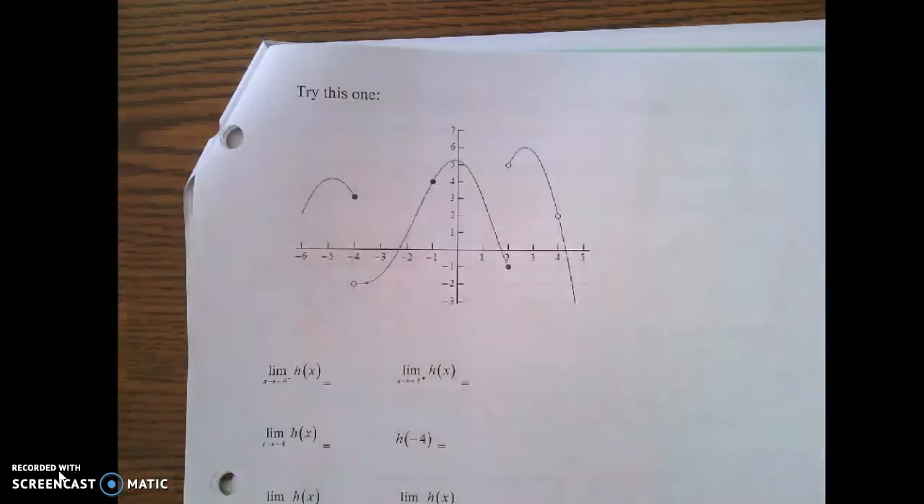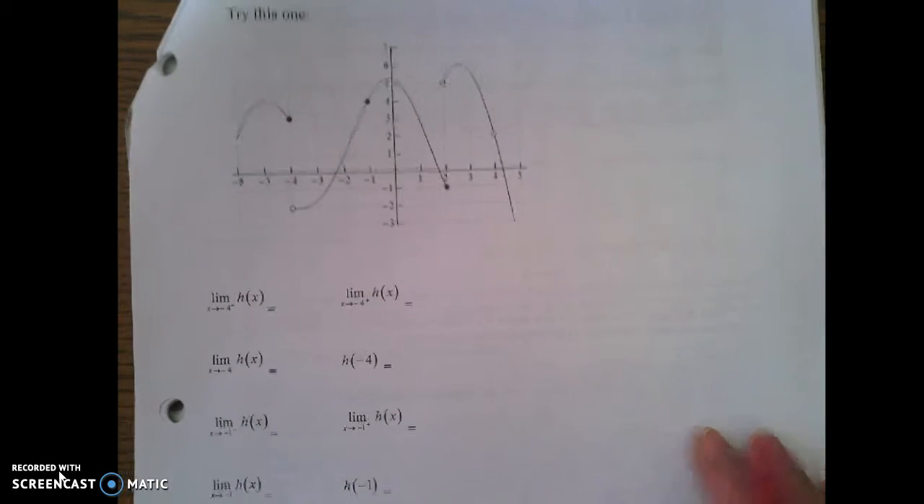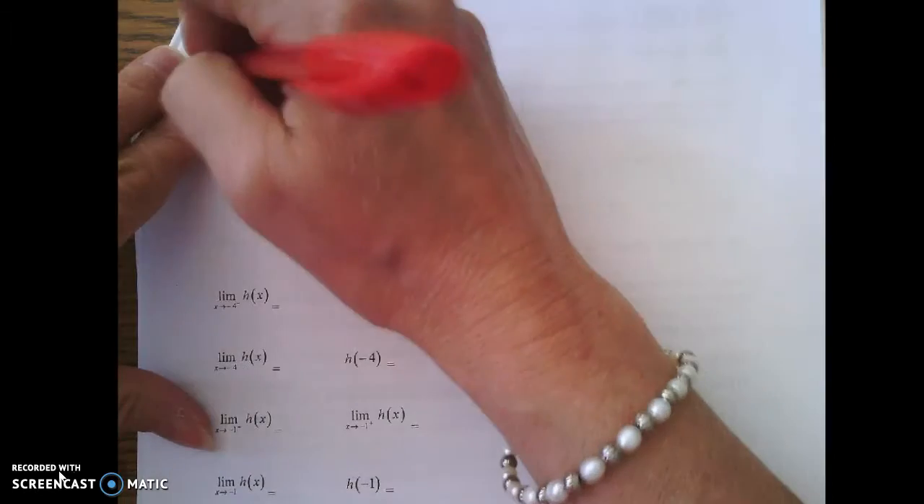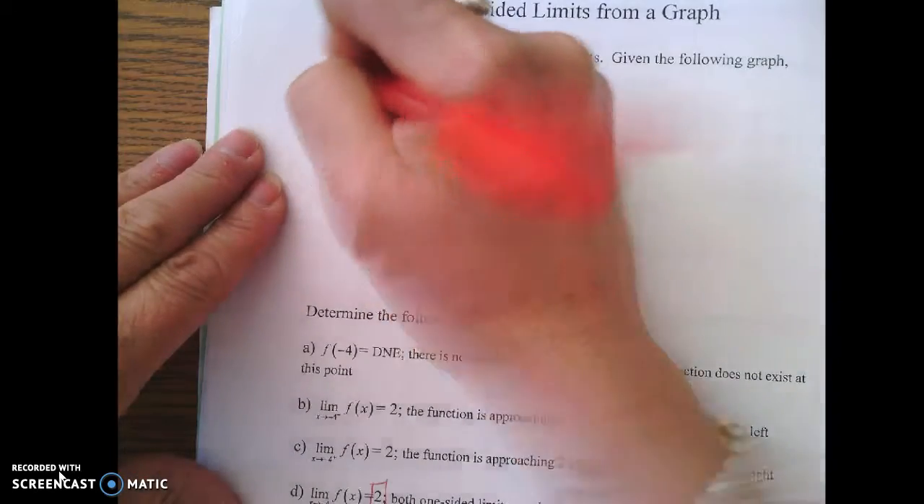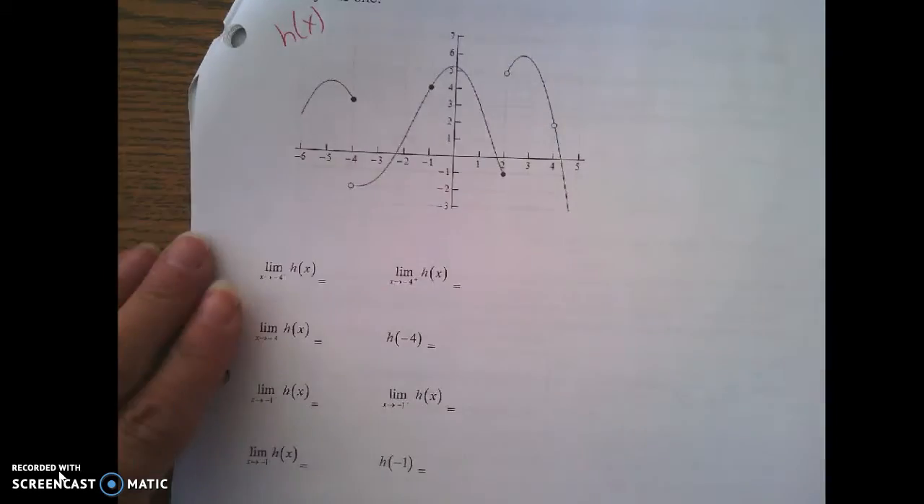Okay, so now you try. If you want to pause it and do this on your own and then come back and check, that would be great. But I'm going to keep going. This is going to be defined as function h. This should have been somewhere on your paper as function f, but it wasn't really written anywhere. So now we're looking at function h.